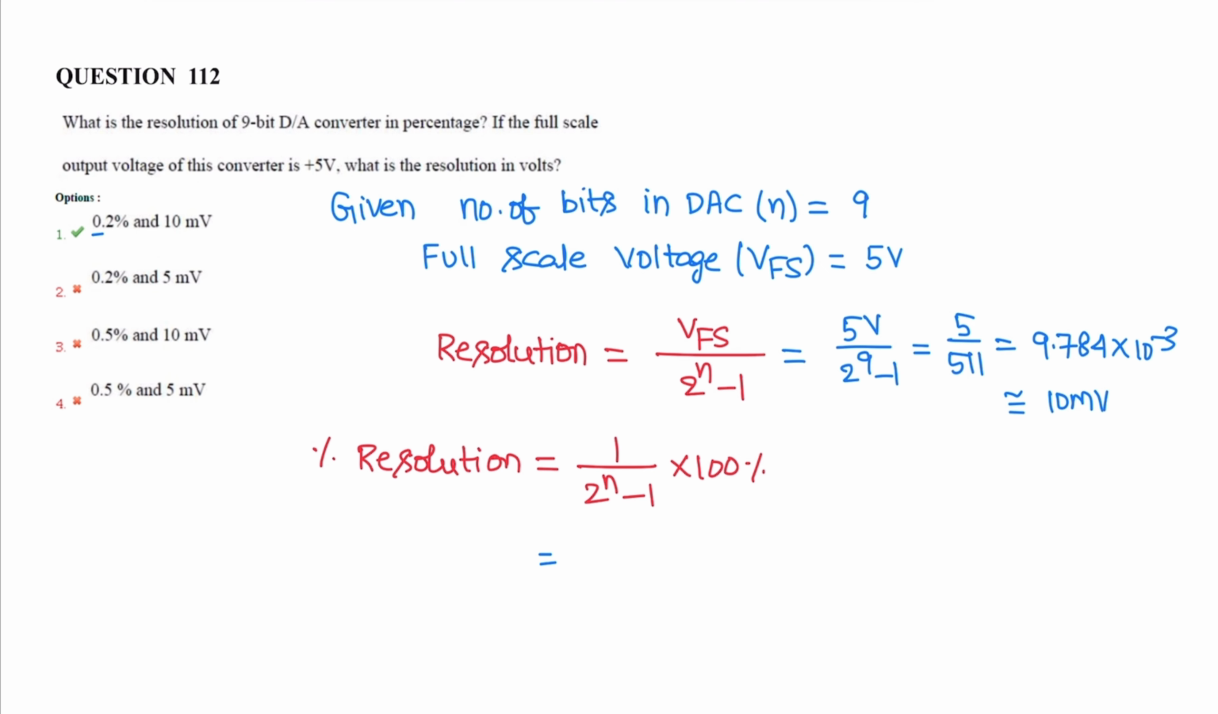Resolution is 10 millivolts and percentage resolution is 1 by 2 power n minus 1 into 100, that is 1 by 2 power 9 minus 1 into 100, 100 by 511, it results in 0.1956%, approximately equal to 0.2%. Percentage resolution is 0.2% and resolution is 10 millivolts. So option 1 is correct.